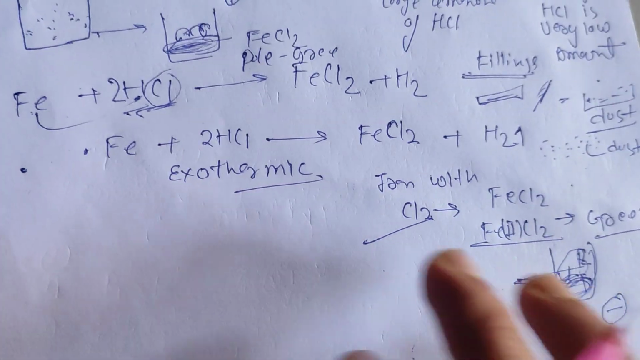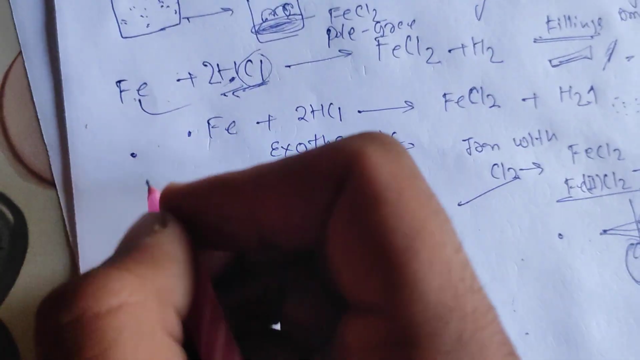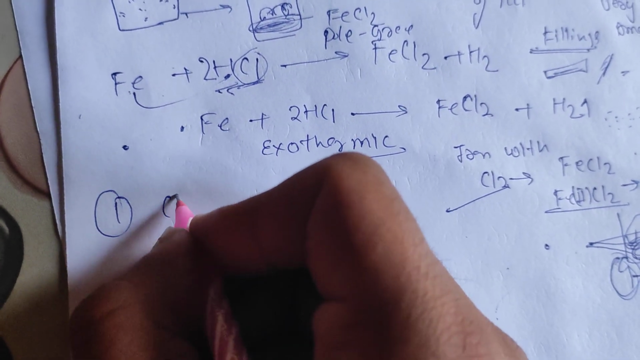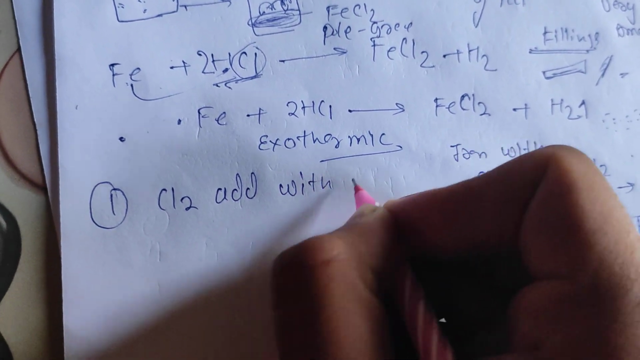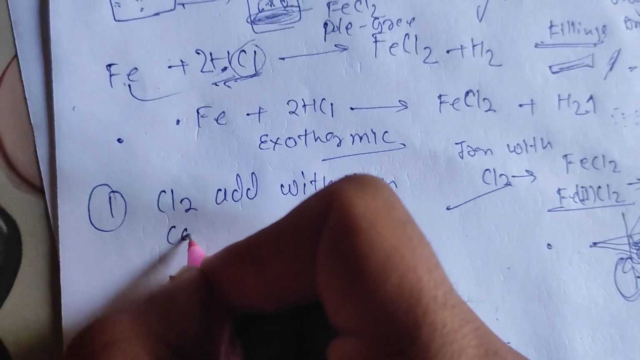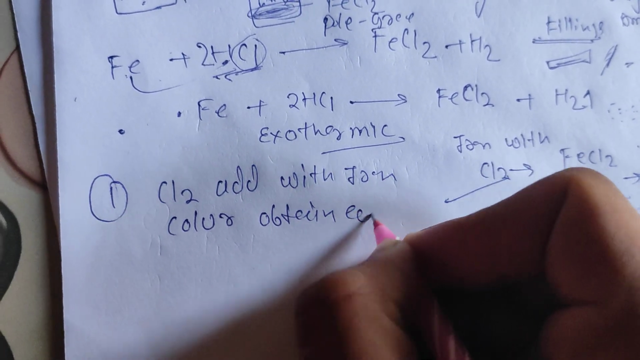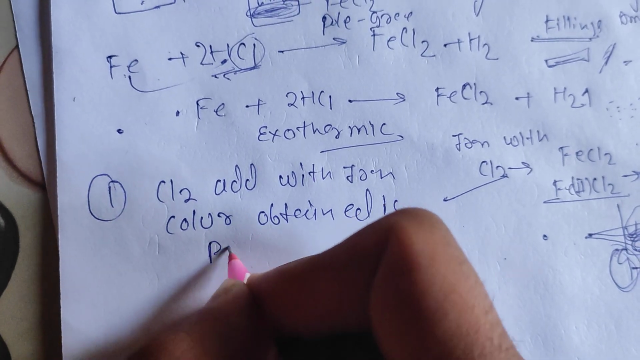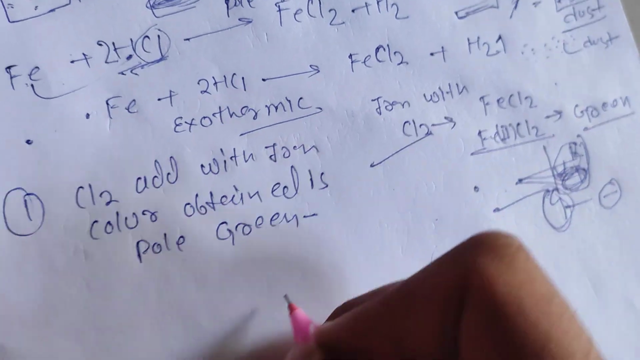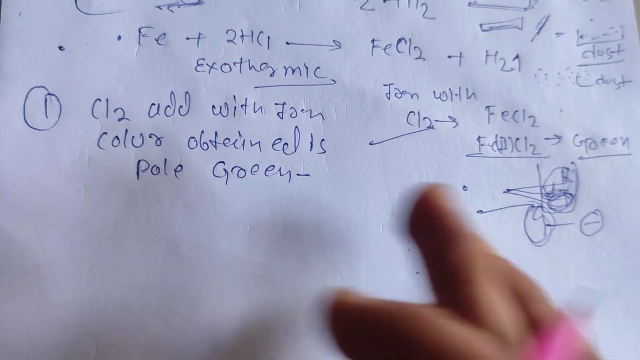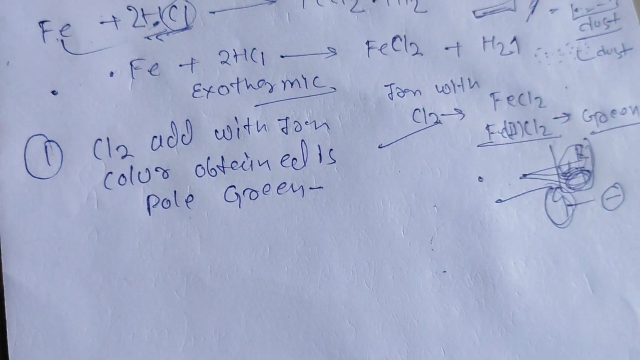The second thing is what happened with hydrogen gas. The first thing is that chlorine is added with iron, and the color obtained is pale green. I explain this because they don't absorb the green color, and it is reflected to our eyes, and we see the color and our mind says, oh, this is green.